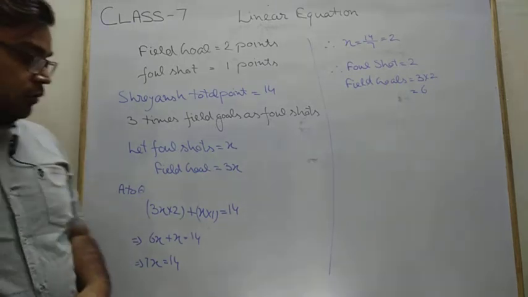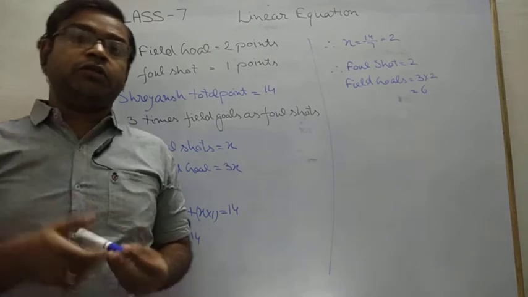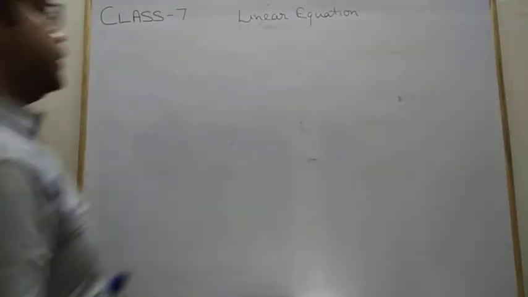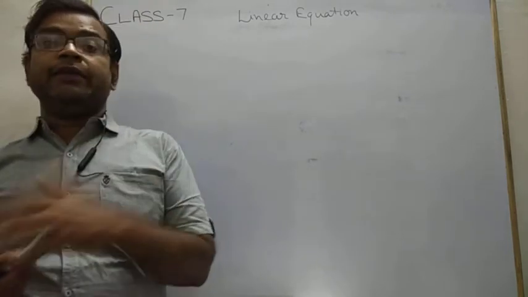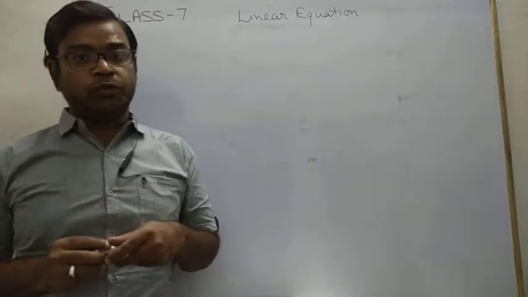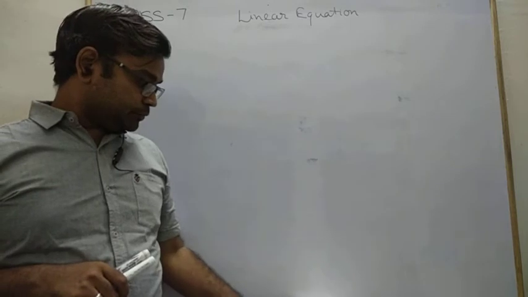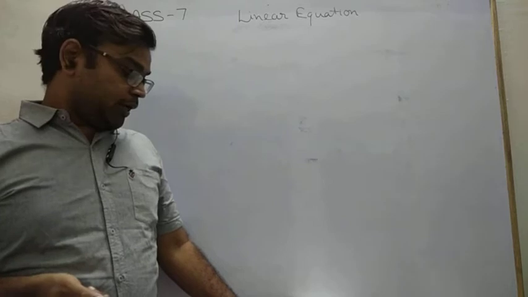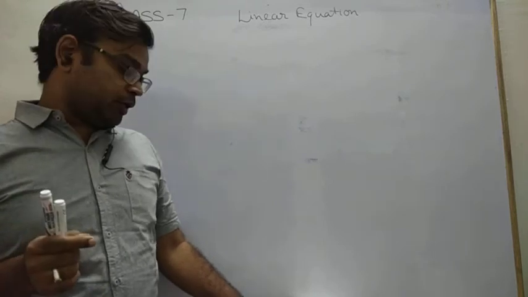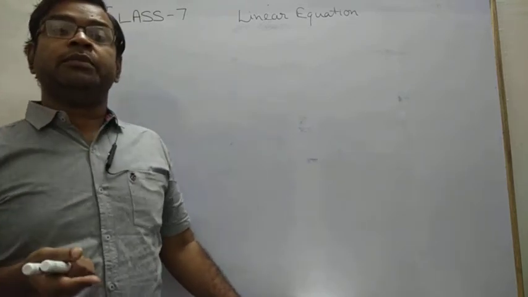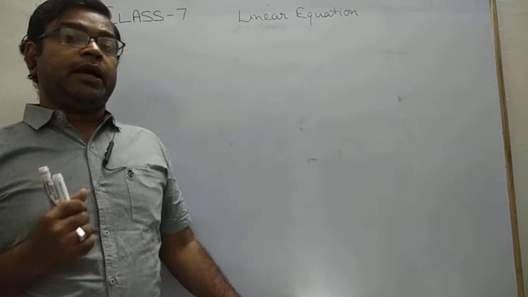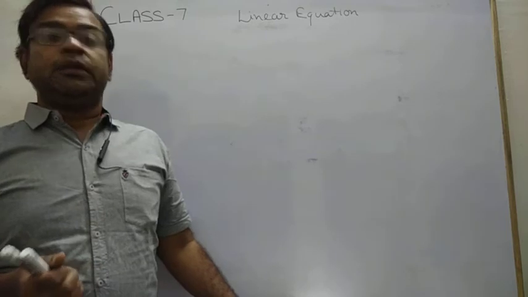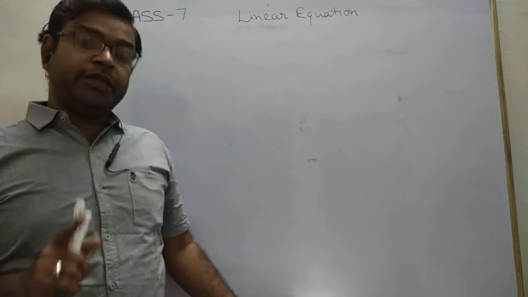One more question I wish to discuss is a coin question. In this question it says that I have some 5 rupee coins and some 2 rupee coins. There are two conditions. The first condition is the number of 2 rupee coins is 4 times the number of 5 rupee coins, and their total value is 170 rupees. Find the number of coins of each denomination.